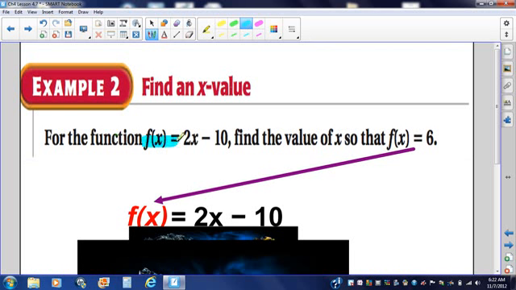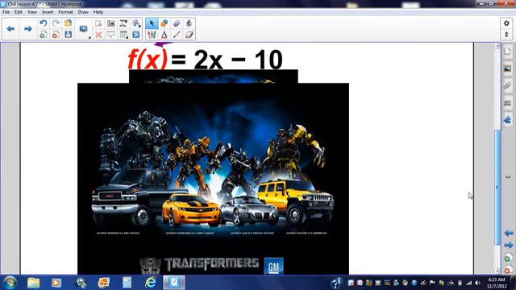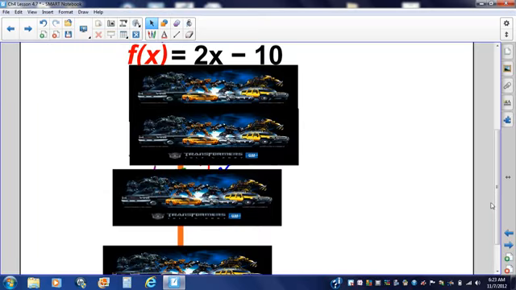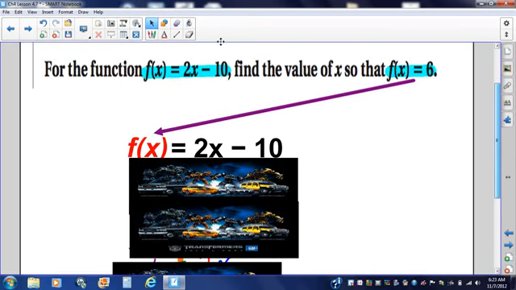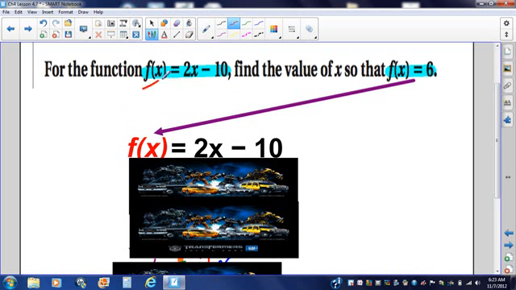f of x equals 2x minus 10. We know in this problem that f of x equals 6. So please write down f of x equals 2x minus 10. And we know that f of x equals 6. Remember, when we have problems like this, Transformers, Robots in Disguise. Really, what they're telling you in this problem is f of x is a transformer because he is y in disguise.